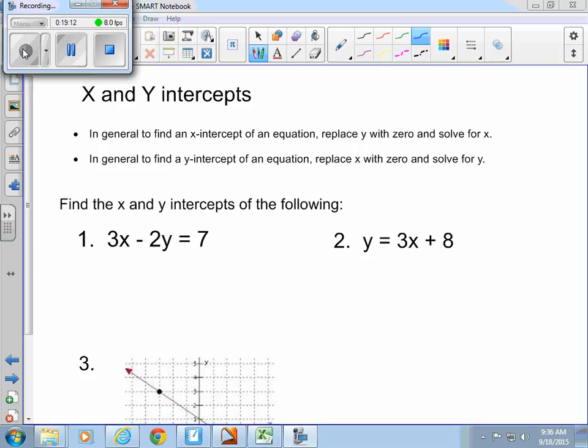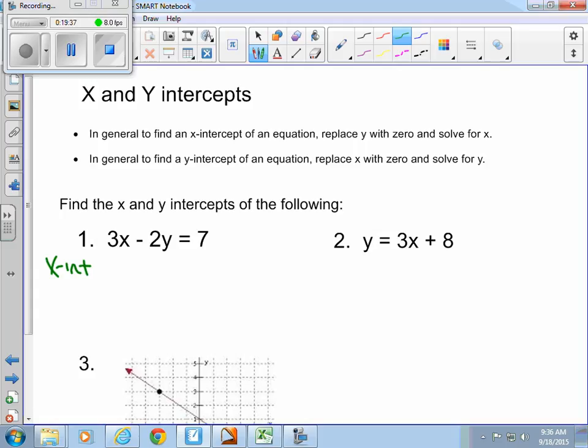Okay, so let's look at the first example. Now, I could get y by itself to put it in slope-intercept form to find a y-intercept. I could do it that way, but I'm going to show you this way to find x and y-intercepts. It is faster on a problem like this. So to find the x-intercept, I'm going to put 0 in for y.